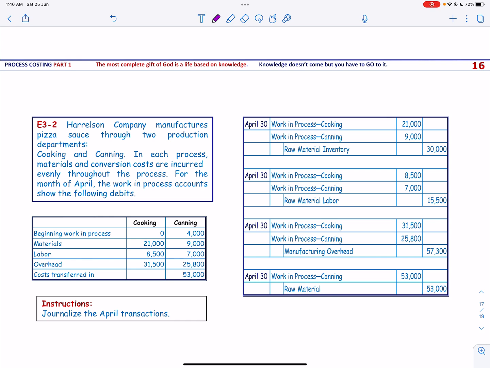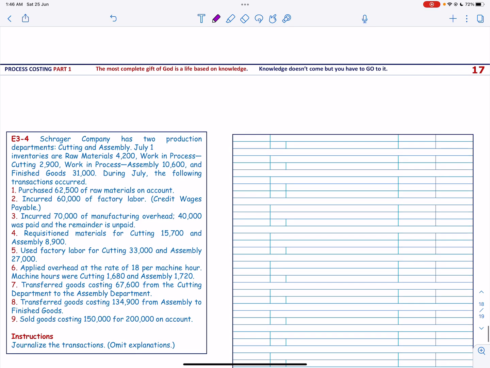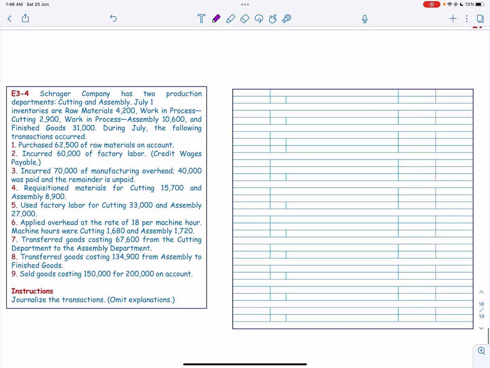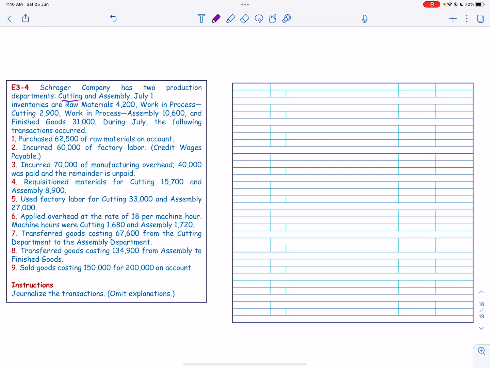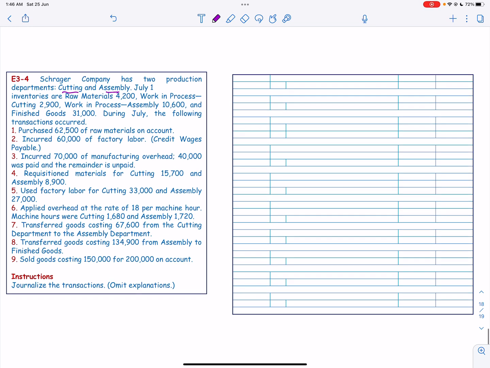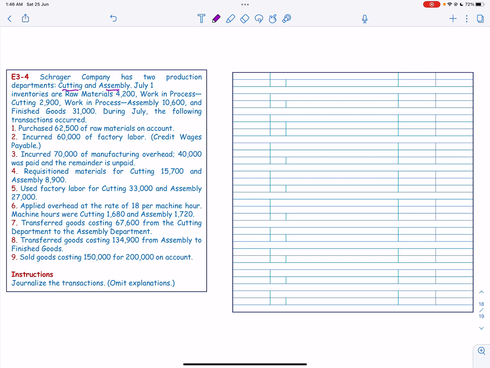Let us look into one more example. Schrager company has two production departments, cutting and assembly. On July 1, inventories are raw material, work in process for cutting is 2,900, work in process for assembly is 10,600 and finished goods are 31,000. During July, we have the following transactions and we have to journalize these transactions.